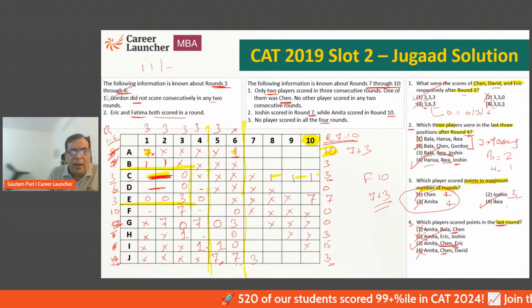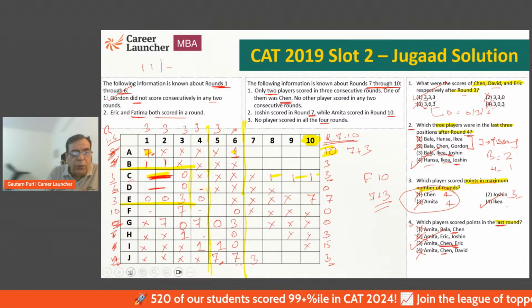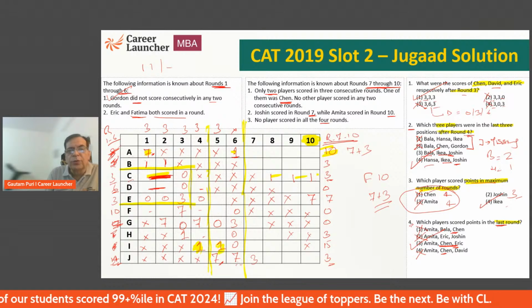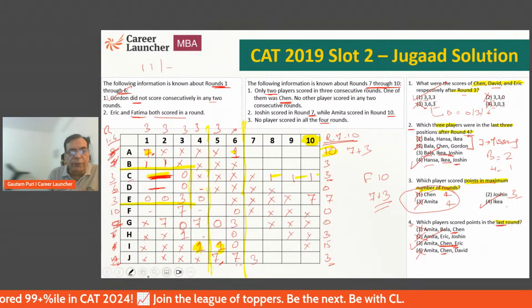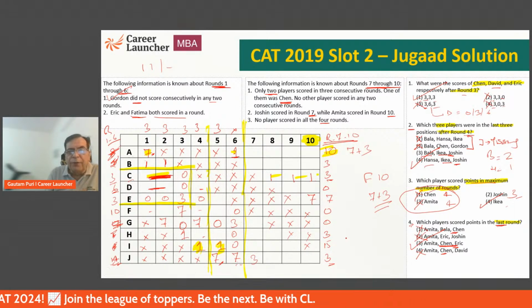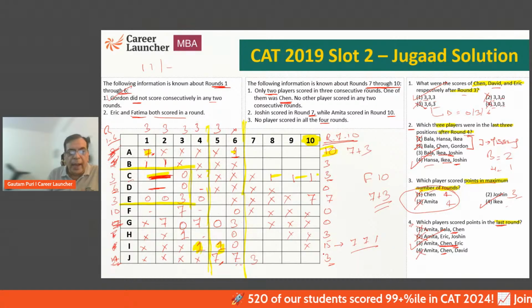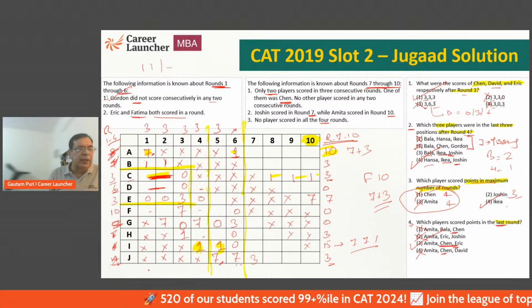But let's check. IKEA, how many rounds has IKEA scored in? Has scored 1, 2 rounds. And got 15 points. To get 15 points, you need minimum 3 rounds. So 1, 2, 3, 4, 5. So IKEA has to be the answer. That completes the set.